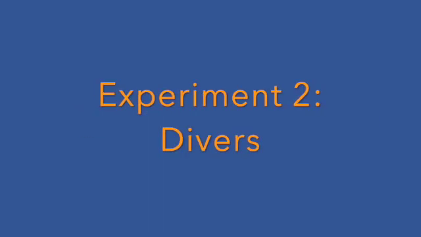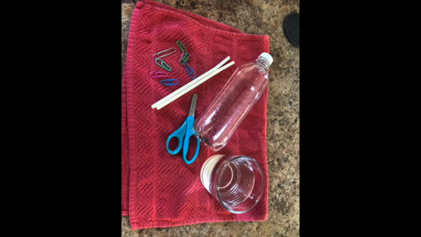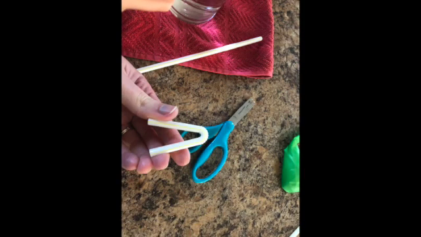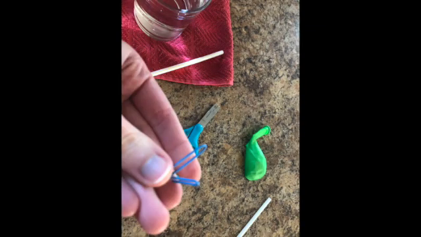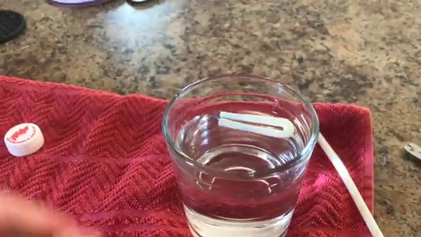Up next for experiment 2, we're going to make some divers. Using that same water bottle with a tight cap, some straws, and paper clips and scissors, and a cup of water for your testing. Take your straw, fold it in half, and cut it into a smaller length. Now we're going to bend your paper clip out so that it will insert into the ends of the straw, holding the straw in its bent position. This is our diver. When we place it in the water, there will be an air bubble at the top of the straw that allows it to float.